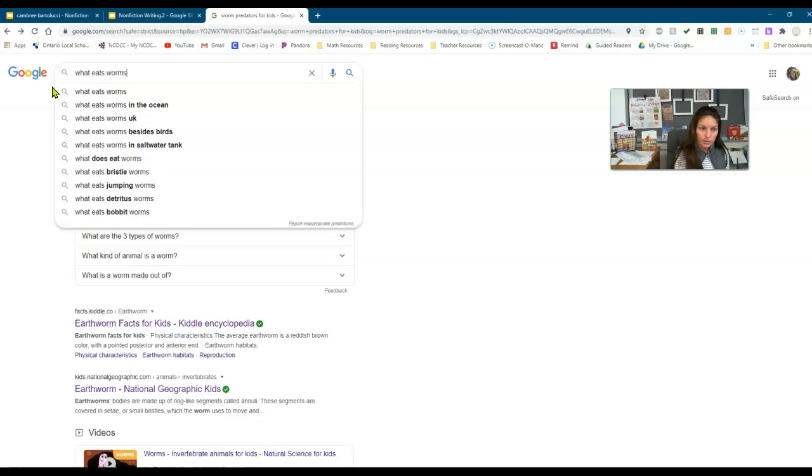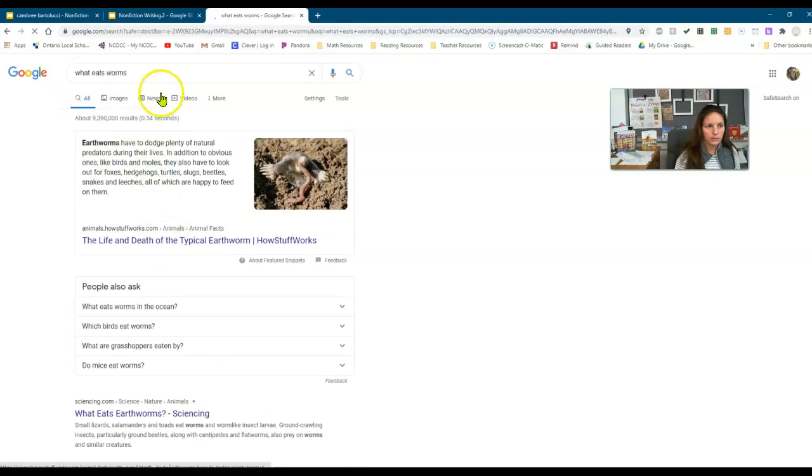What eats worms? And I'm going to type in kids. Ooh, look at that. It says right here, I don't even have to click on anything. Birds and moles. They also have to look out for foxes, hedgehogs, turtles, slugs, and beetles. Ew, yuck. Those are all things that I could type in, guys.